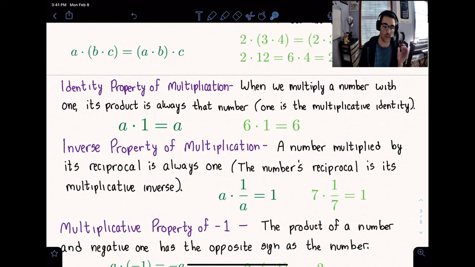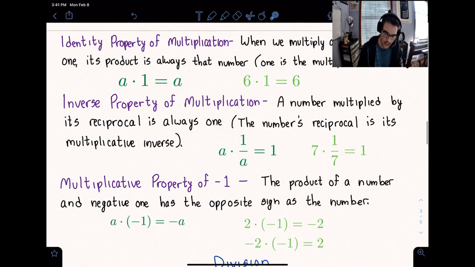So we could see how whenever we apply the identity to a number, we always get that number back out. In addition, the identity is 0 because any number plus 0 is the number. In multiplication, the identity is 1 because any number times 1 is that number again. The inverse property of multiplication, which is a really good way of looking at division also, says a number multiplied by its reciprocal is always 1.